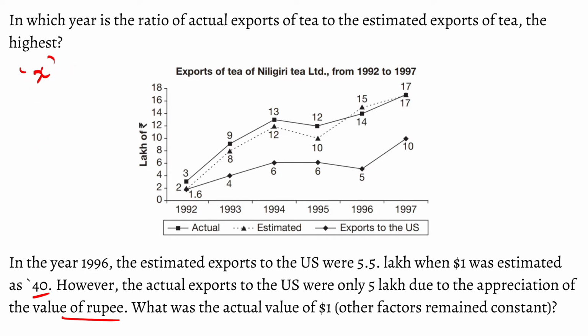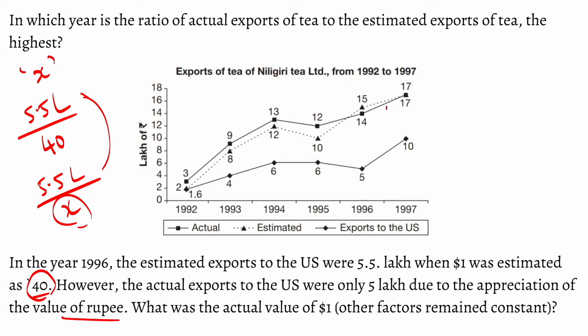Now, if we want to calculate the number of dollars that are received when $1 is rupees 40, then we have to divide 5.5 lakhs with 40, right? This gives us number of dollars to be received when $1 is 40. Whereas if we want to find out the number of dollars received when $1 is rupees X as we assumed, then we have to divide same 5.5 lakhs with X rupees. Now just we can equate these two to find out the value of X.